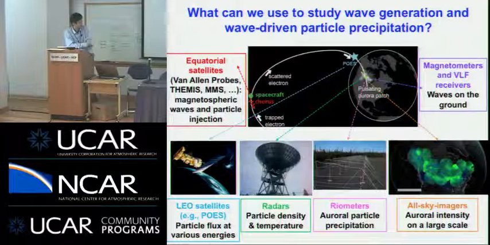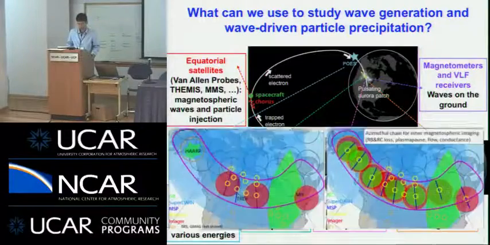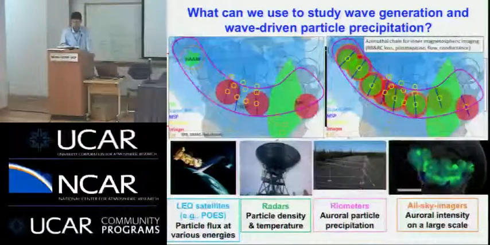And for riometers, all sky cameras, these can give all different types of properties of precipitation and plasma properties. So these are sometimes coordinated, but in many cases not coordinated well. So what we really want to do, in order to do this in a predictable way, in a way that we can really plug into the geospace modeling framework, is something like this.